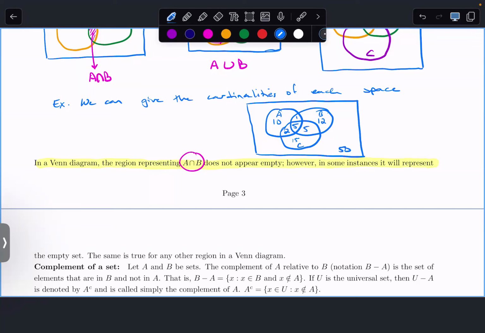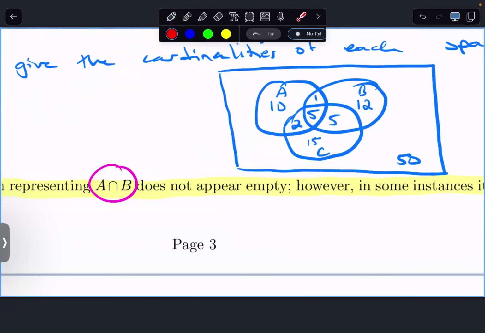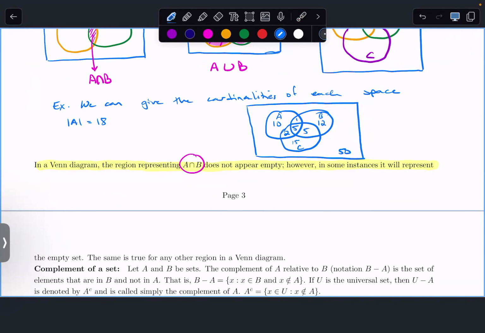How do we read this? First, what's the cardinality of A? The cardinality of A is the number of elements in all of A. This 10 here is just this half moon area. So 10 plus 1 plus 5 plus 2 are all the elements in A. They're in A and also overlapping with some other set. That's okay, but they're still in A. So 7, 8, 10, 18, because I have 10 plus 2 plus 5 plus 1.